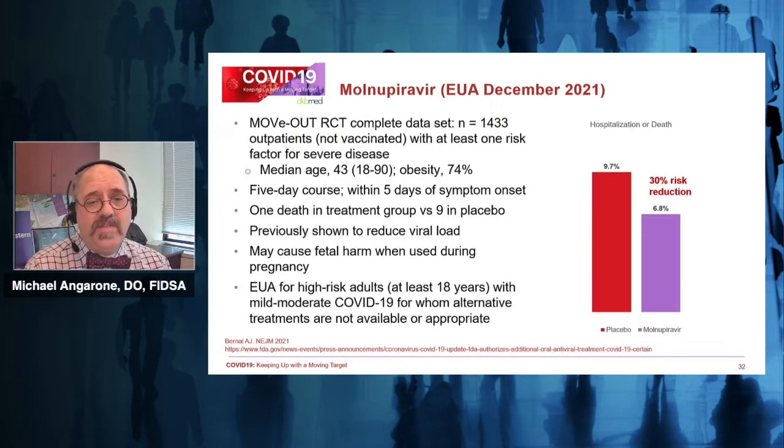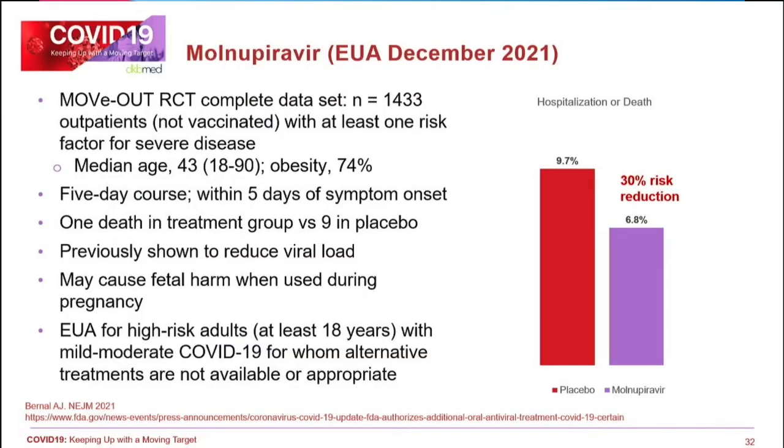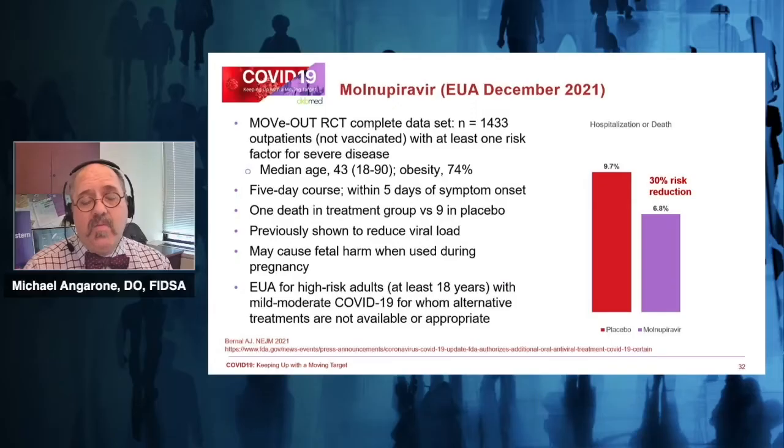And then finally, in our list of treatments, we have Molnupiravir. This received EUA approval in December 2021. This was from the MOVe-OUT trial, a randomized controlled trial of around 1,400 individuals that were unvaccinated outpatients with at least one risk factor for severe disease, with the majority of those having obesity. This was a 5-day course of treatment given within 5 days of symptom onset, with the combined outcome of hospitalization or death. There was a 30% risk reduction when looking at placebo versus Molnupiravir, so 9.7% for the placebo and 6.8% for Molnupiravir. There was 1 death in the treatment group versus 9 in the placebo, so there was a reduction in death with Molnupiravir versus placebo.